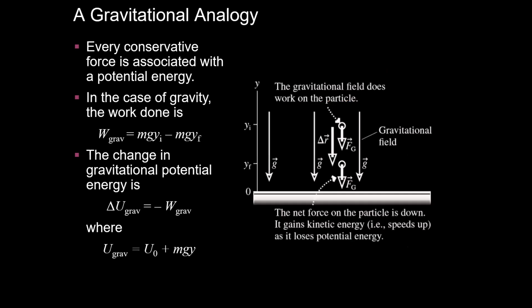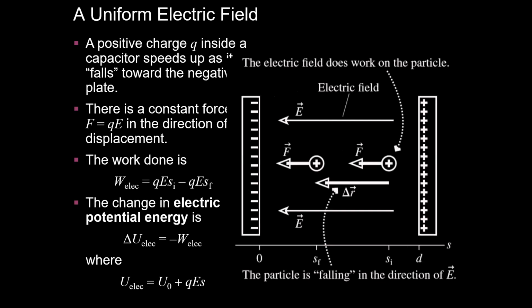And so we want to transfer these ideas over to electrostatics. The easiest way to do that is to consider what's happening inside of a parallel plate capacitor. In a parallel plate capacitor, the electric field is uniform. And so this is like a constant gravity situation for a charged particle, right? So you take a positive charge and you release it from rest.